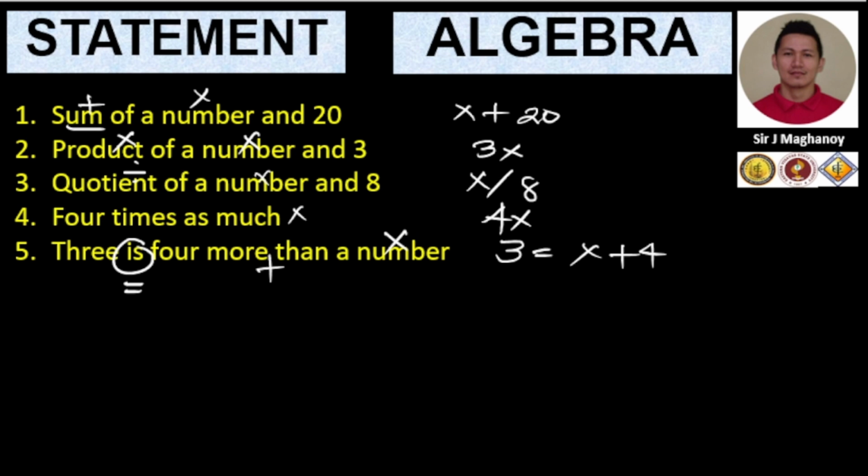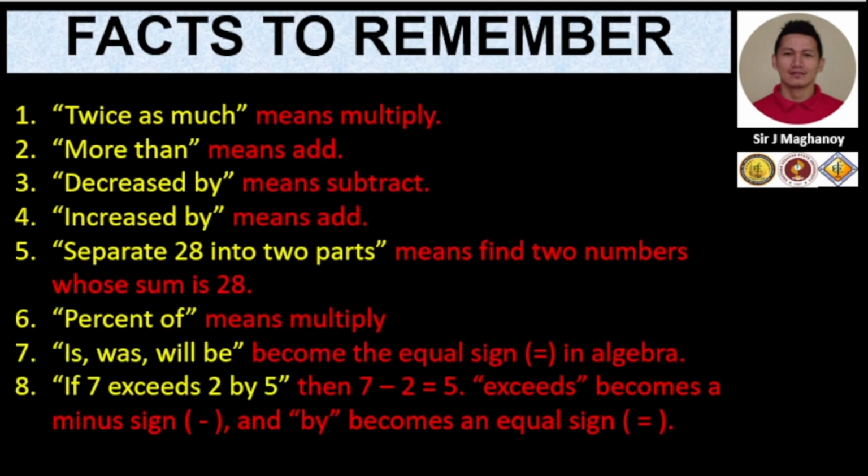Okay, facts we need to remember. Facts to remember: twice as much means multiply. More than means add. Decrease means subtract. Increase means add. Separate 20 into 2 parts means to find the two numbers whose sum is 28. Okay. Percent of, a while ago, means multiply. Is, was, will be, will become are our equal sign in our statement. That will become equals in algebra when we are formulating our equation from the statement.